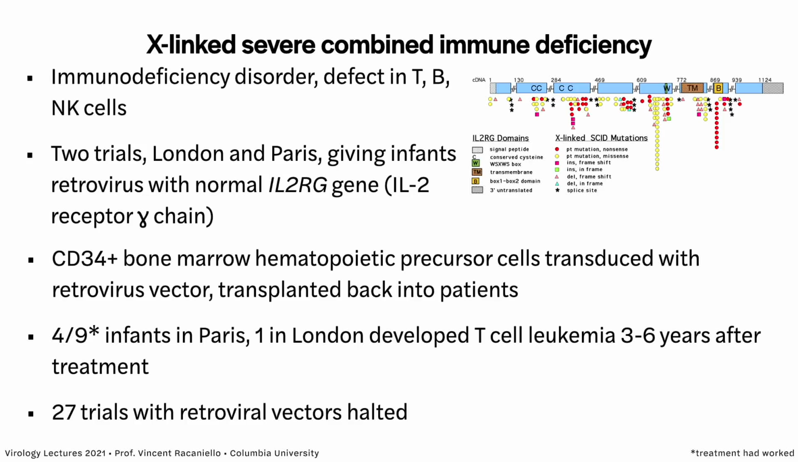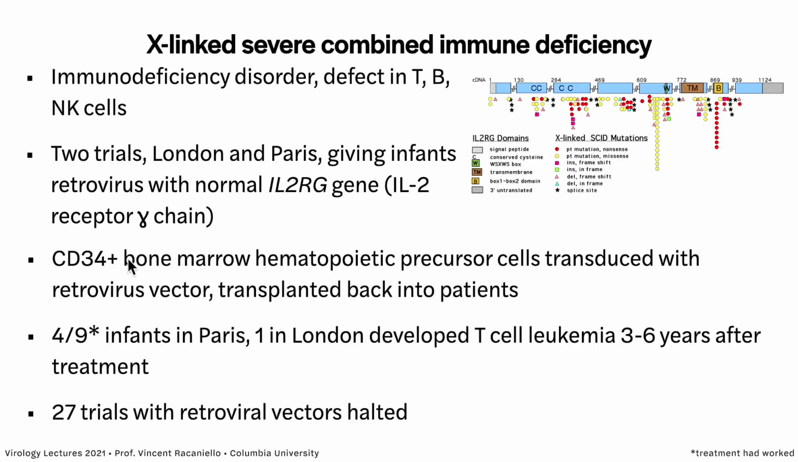Another example is a trial for X-linked severe combined immune deficiency, SCID. In this case, you have a defect in T, B, and NK cells. You really have no immune response whatsoever. And these are what would have been called the bubble babies, right? They have to live in a shield. And there were 2 trials done in London and Paris giving infants a retrovirus with the normal IL-2RG, common IL-2 receptor gamma chain. These are all actually mutations in the gene that have been found in many different patients that lead to SCID, all different domains of the gene.